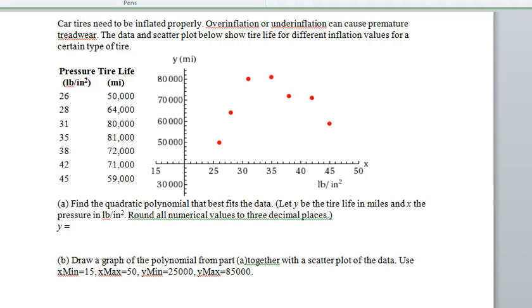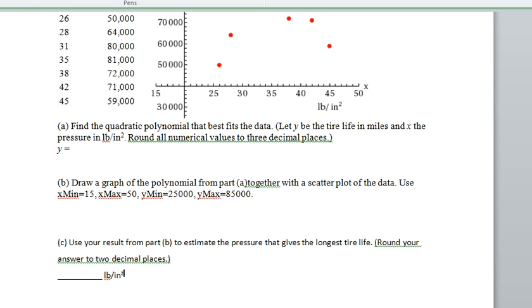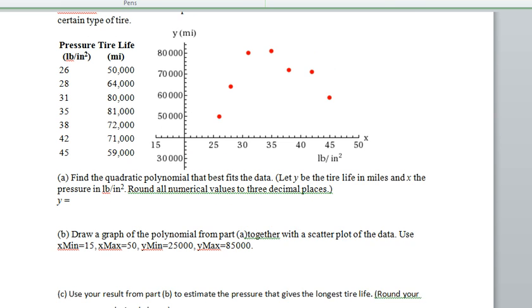Car tires need to be inflated properly. Overinflation or underinflation can cause premature tread wear. The data and scatter plot below show tire life for different inflation values for a certain type of tire. We're going to find the quadratic polynomial that best fits this data and graph the polynomial together with a scatter plot. We're also going to use that polynomial to predict the pressure that gives the longest tire wear for that particular tire.